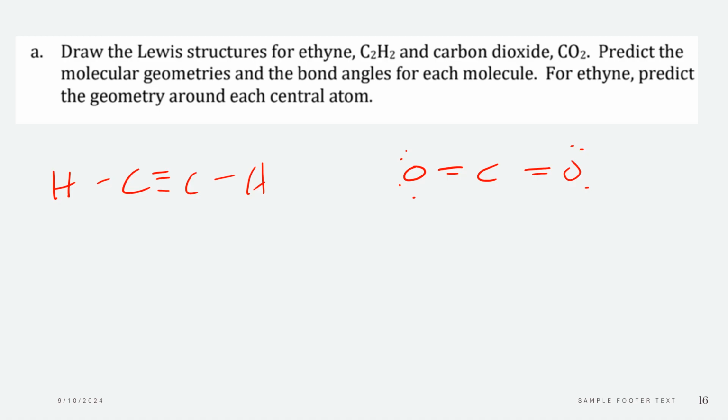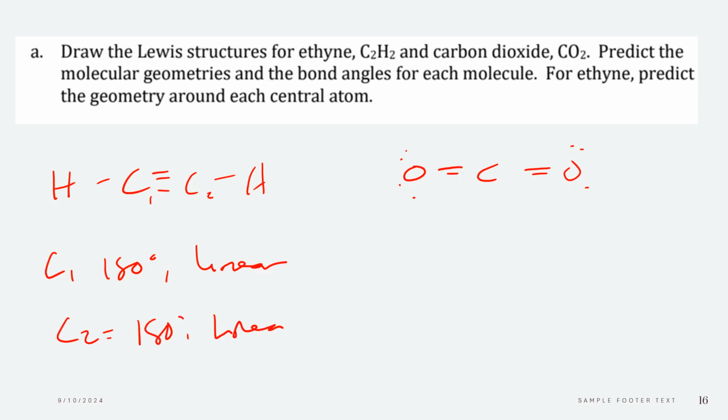So we see that on this first carbon, carbon 1, this is carbon 2, just for the naming of it, carbon 1 is going to be 180 degrees, and it's linear. Carbon 2 is also 180 degrees and linear. The carbon in CO2 is linear, and 180 degrees as well. So we have to keep these in mind for part B. So these are both linear and 180 degrees.